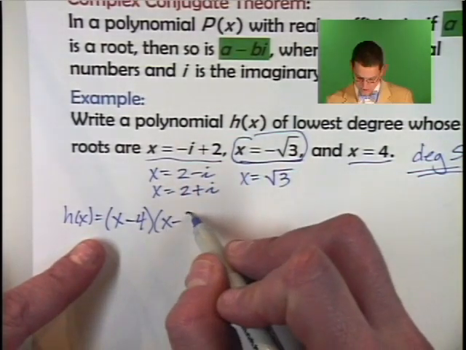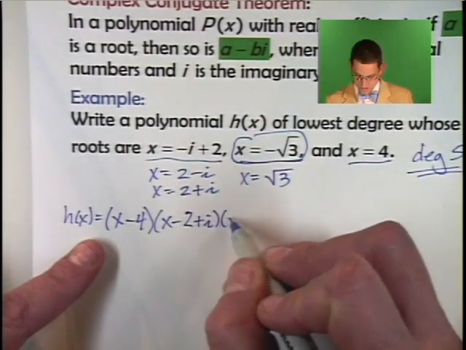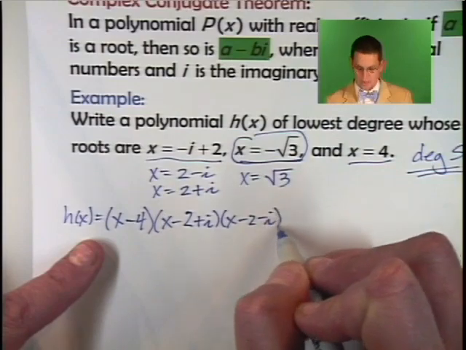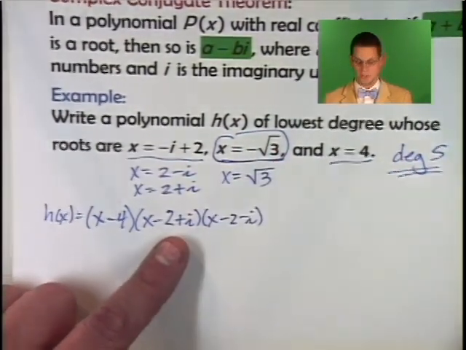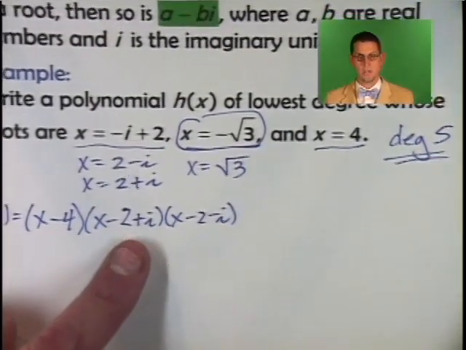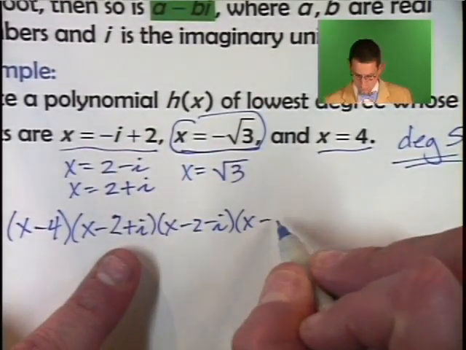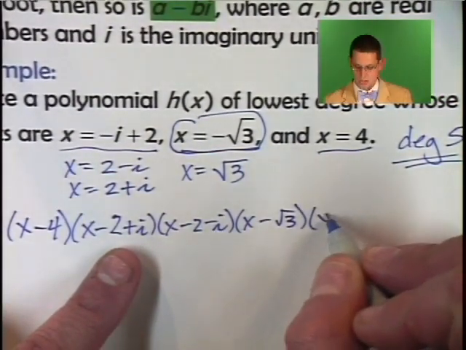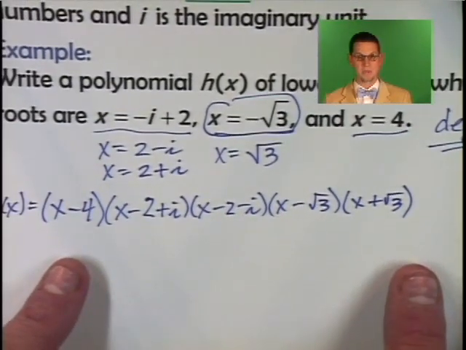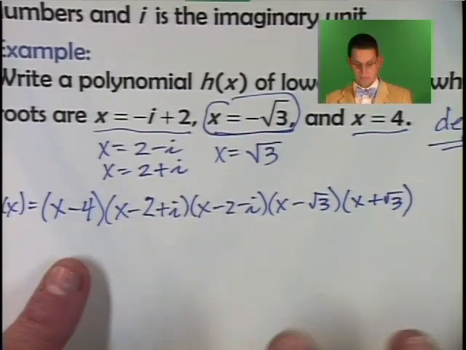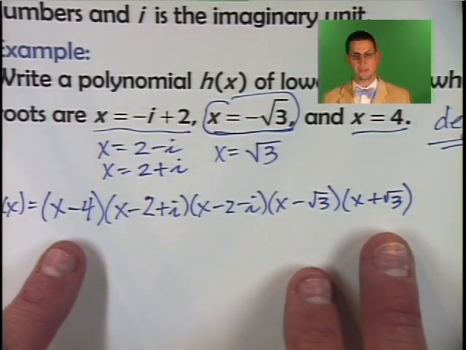So I get x minus 2 plus i, and then x minus 2 minus i. So those are my two complex factors, and then I have plus or minus square root of 3. So let's go ahead and do that. It's going to be x minus the square root of 3 and x plus the square root of 3. And that gives us 5 linear factors. Now, you could stop there. That is essentially the linear factorization of it.